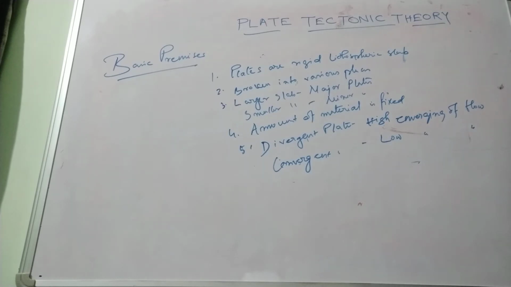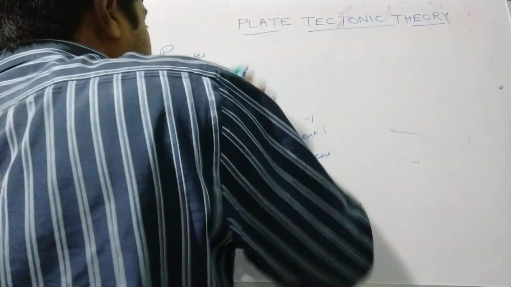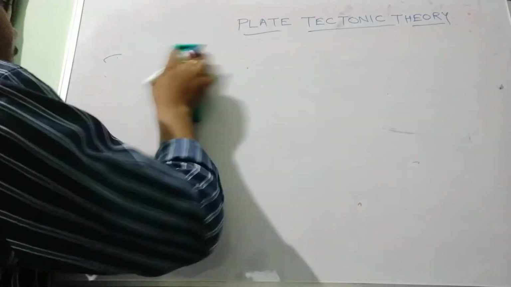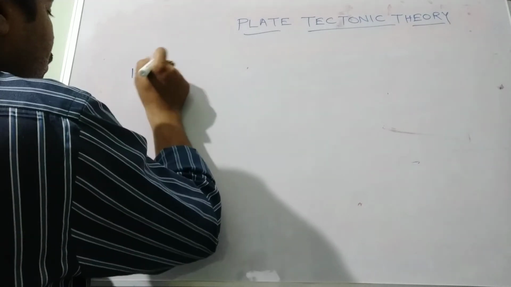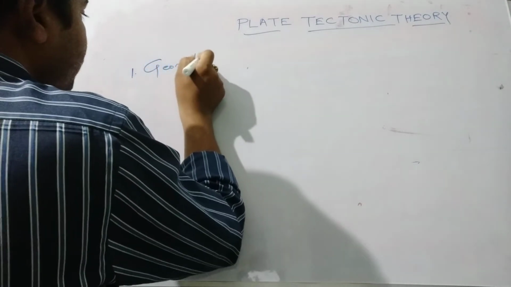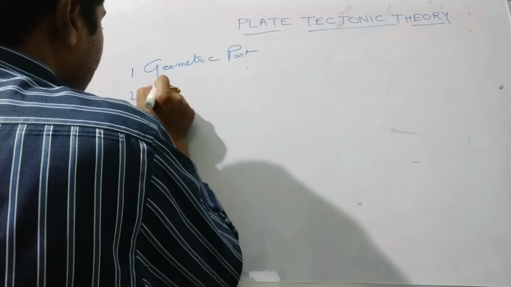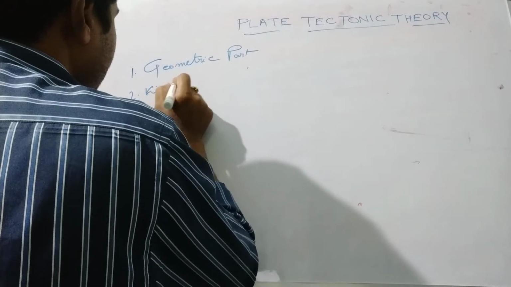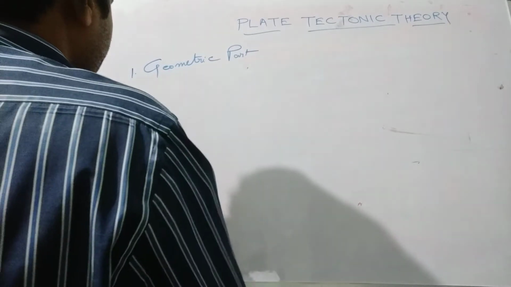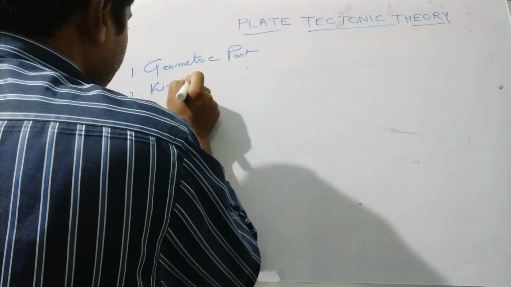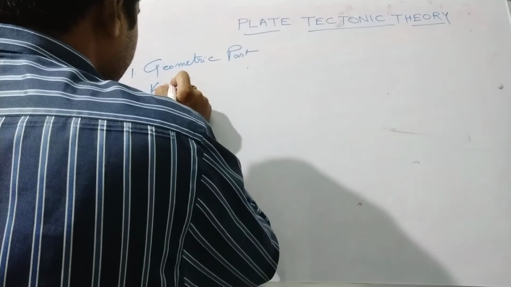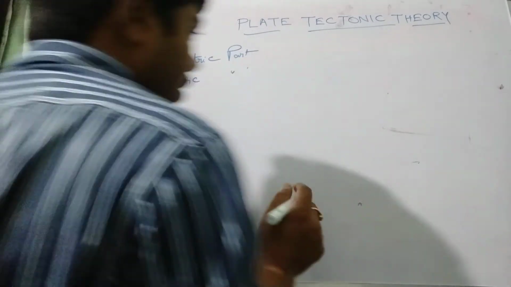This plate tectonic theory can be described in two ways. One is the geometric part and the second is the kinetic part.